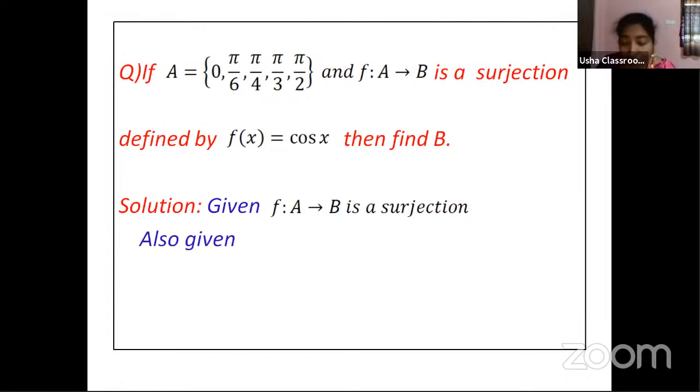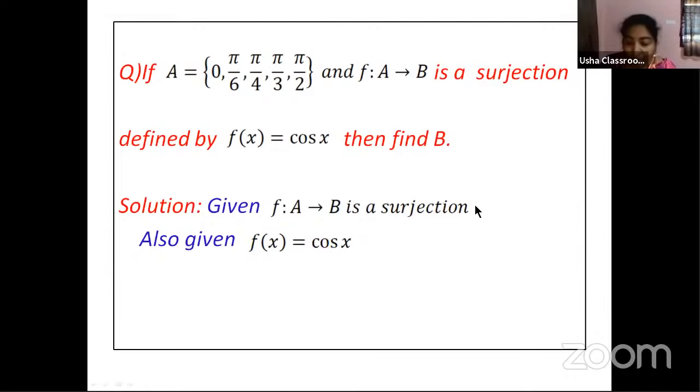Now you are also given that f of x is equal to cos x. What are you going to do to find the set B? You will just take these values, substitute in the place of x, and get the value of this function. And whatever values you get are nothing but images, isn't it? So those images put together will give you the set B.